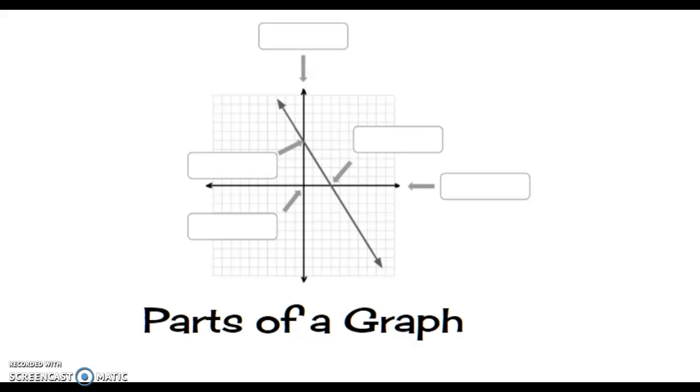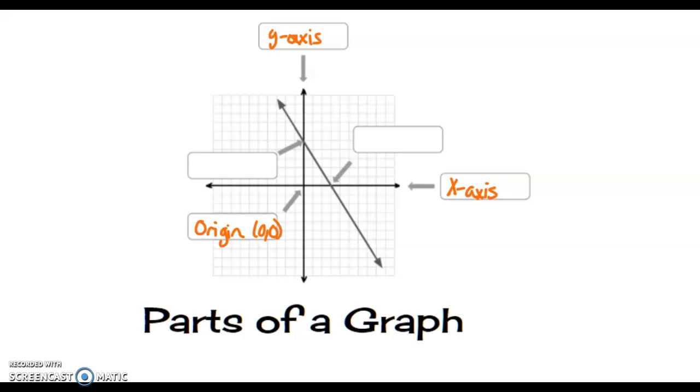Okay, so this is on the Graphing Linear Equations foldable. When you open up the first flap, it says parts of a graph. The x-axis is the horizontal axis. The vertical one is called the y-axis. And then the point 0, 0 is called the origin. So it is the point 0, 0.